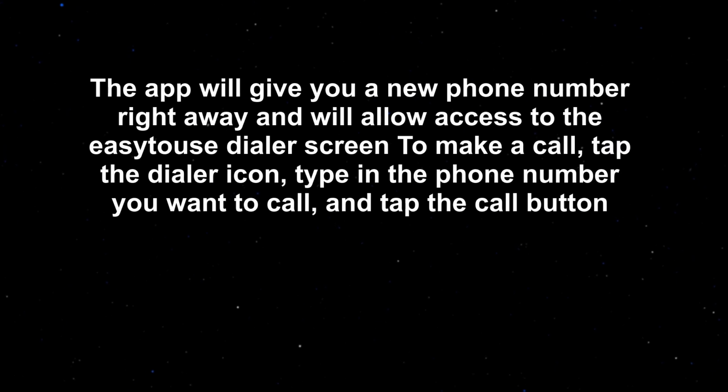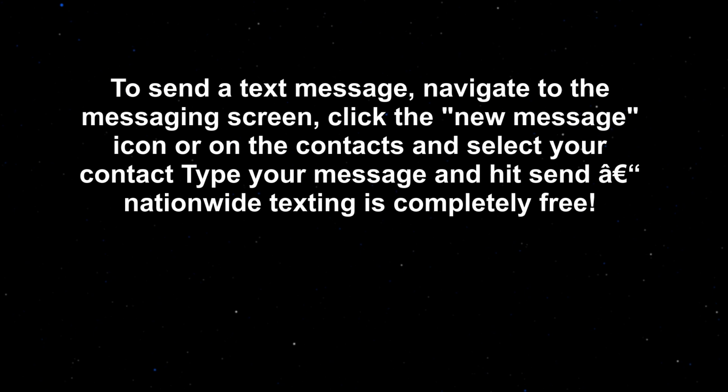The app will give you a new phone number right away and will allow access to the dialer screen to make a call. Tap the dialer icon, type in the phone number you want to call, and tap the call button. To send a text message, navigate to the messaging screen. Click the new message icon or on the contacts and select your contact. Type your message and hit send.